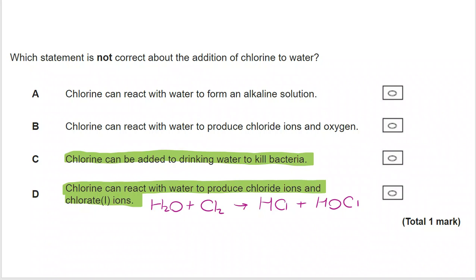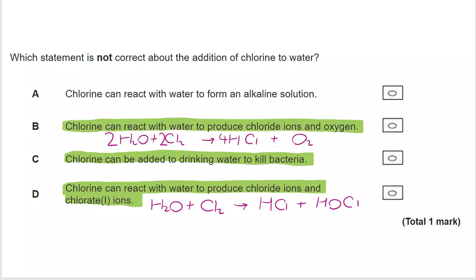Moving up, chlorine can react with water to produce chloride ions and oxygen. This is also an alternative reaction between water and chlorine, whereby we can make hydrochloric acid and oxygen. That tends to happen in the presence of UV light, which is why in open air swimming pools, for example, you need to constantly top up the chlorine much more often.